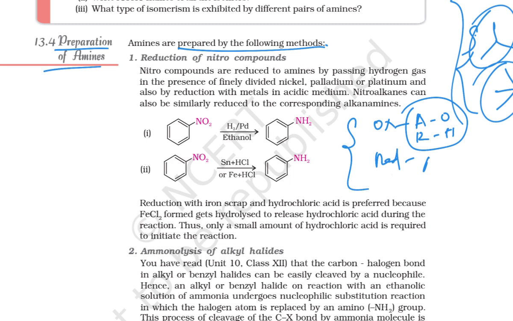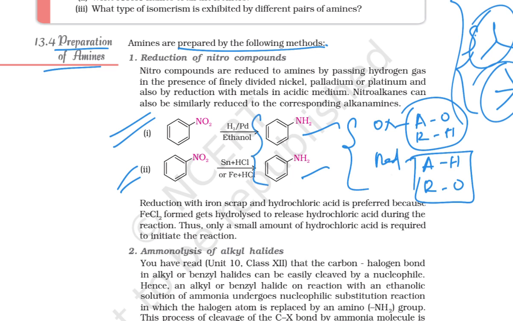In case of reduction, addition of hydrogen, removal of oxygen. So this we call as reduction. Okay, so if you add the hydrogen, this we call as your reduction. This is also reduction. Okay, so what we got? So we got the aniline. So in this NO2, oxygen gets removed, hydrogen gets added.